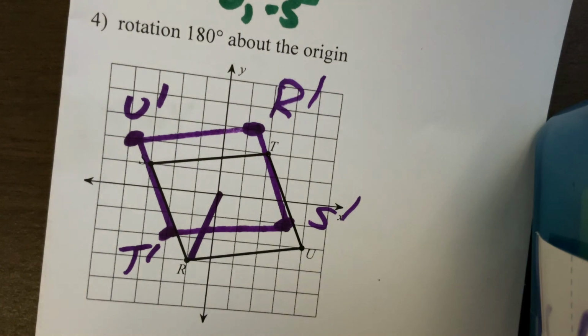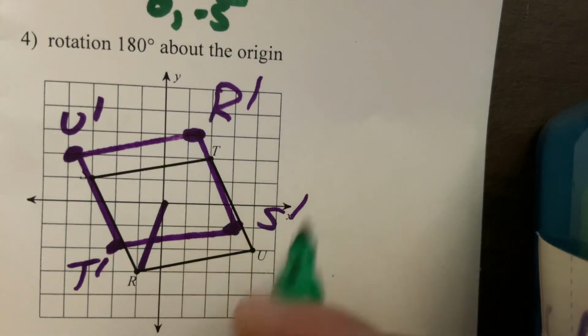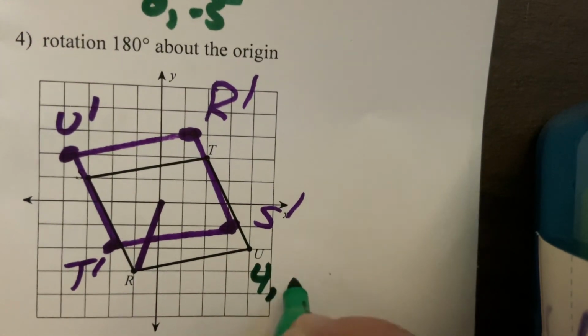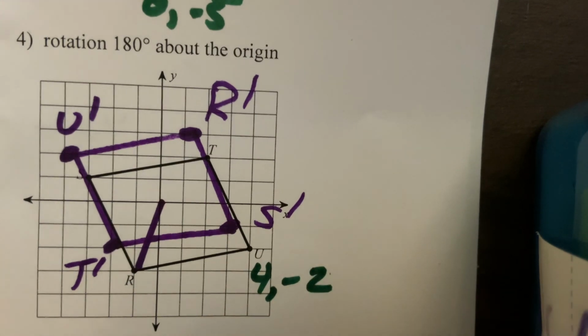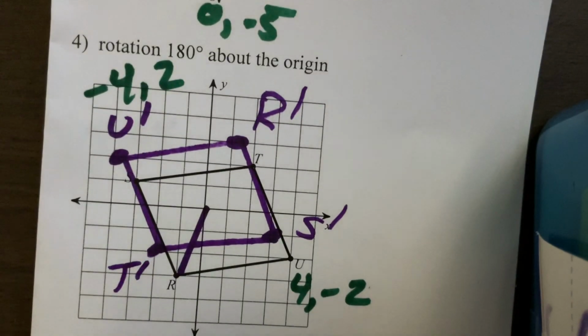I think it's correct. Let me double check it by using coordinates. My pre-image for U was (1, 2), (3, 4), (-2), right? And then my image is (-4, +2). So yep, same coordinates, just their additive inverse. So I know I probably rotated it right.